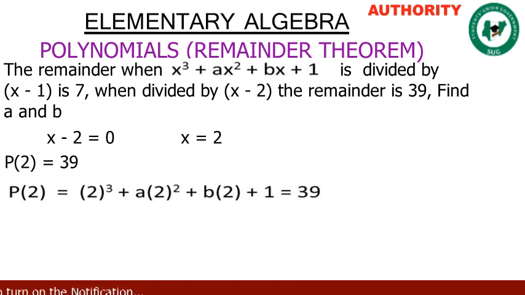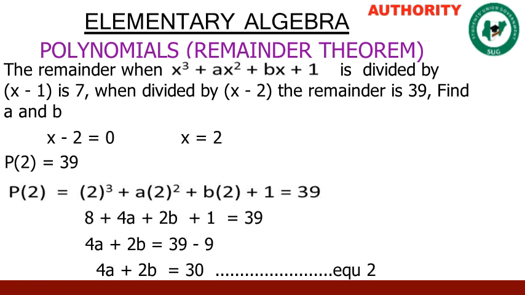So we're going to have 2 raised to power 3 is 2 times 2 times 2, which is 8. So we have plus 2 raised to power 2 is 4. 4 times a is 4a, plus b times 2 is 2b, plus 1 is equal to 39. So we have 8 plus 1 to give us what? 9. So we have 4a plus 2b plus 9 is equal to 39. Let's take 9 to the other side to be minus 9. So we have 4a plus 2b is equal to 39 minus 9 is equal to 30. So we have 4a plus 2b is equal to 30. Let's call this equation 2.